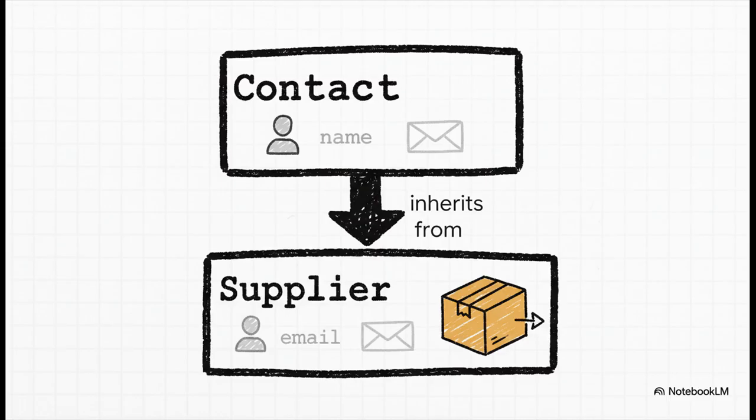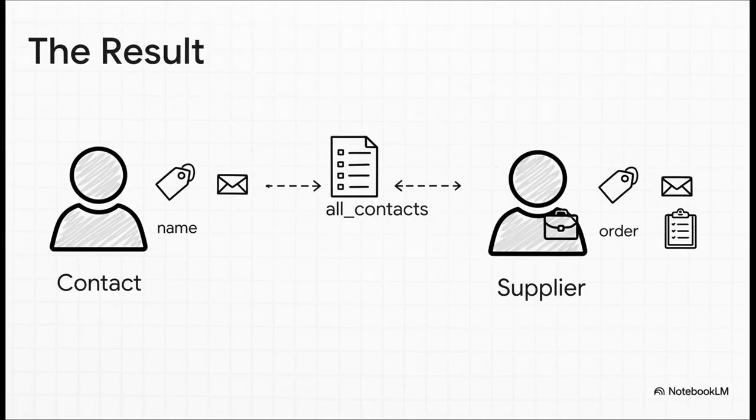Boom, just like that, the Supplier class gets all the powers of the Contact class. And here's where the magic really happens. When we create a supplier, it automatically gets a name and an email. It automatically gets added to that all_contacts list. We got all of that for free. But we also gave it its own special power, this new order method that only suppliers have. And the best part? The original Contact class is totally untouched. It's clean, it's simple, love it.